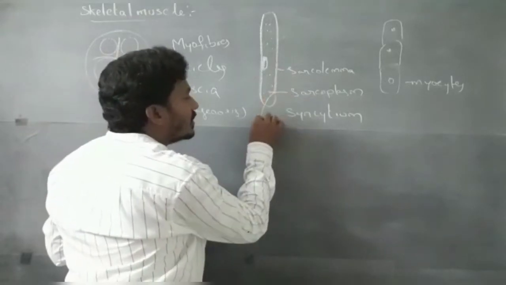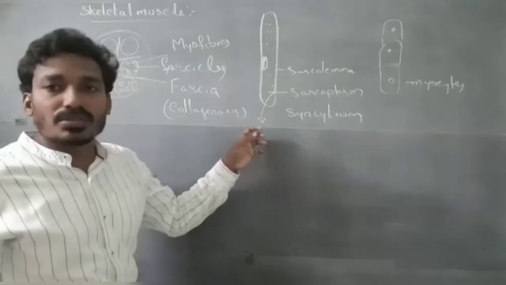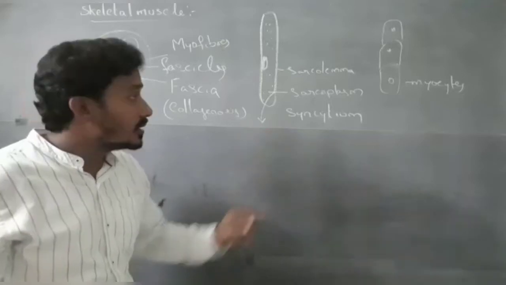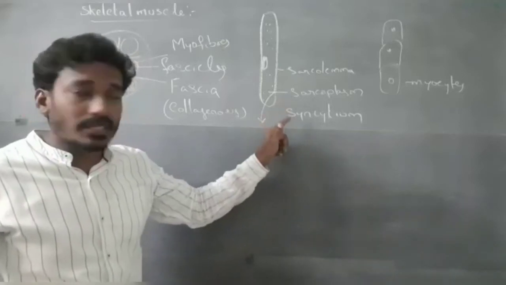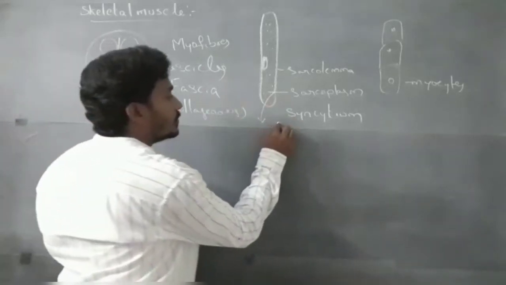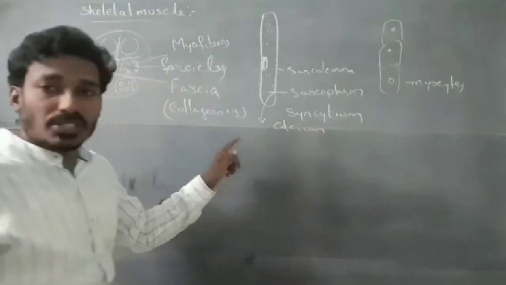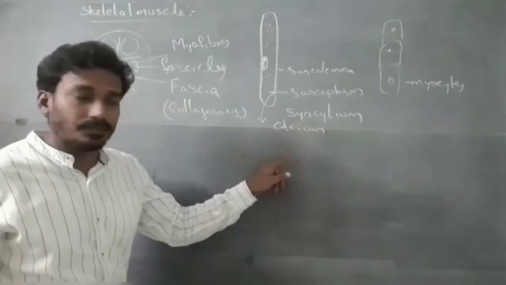Sarcoplasm is a rich storehouse of calcium ions. Sarcoplasm is a storehouse of calcium ions. Important: calcium ions. Sarcoplasm is a storehouse of calcium ions.